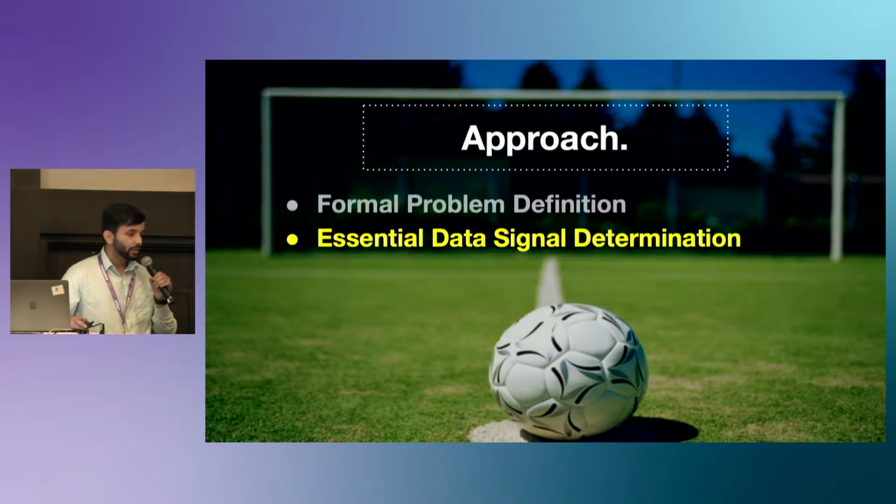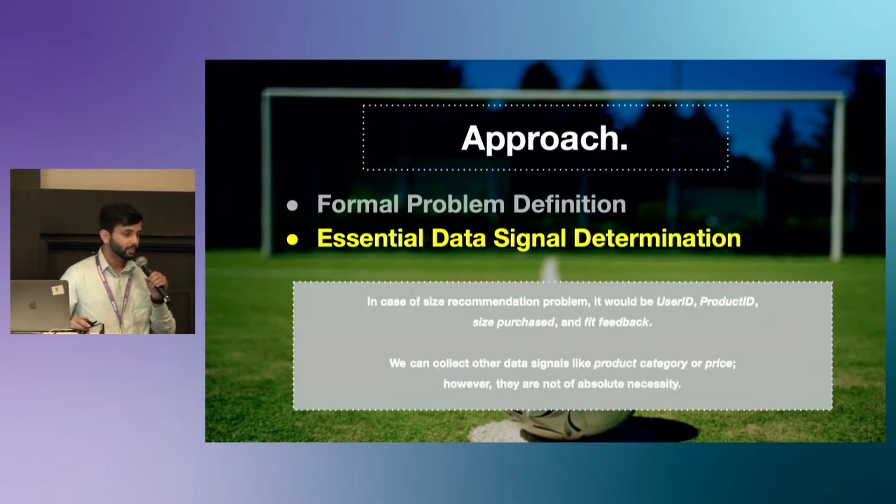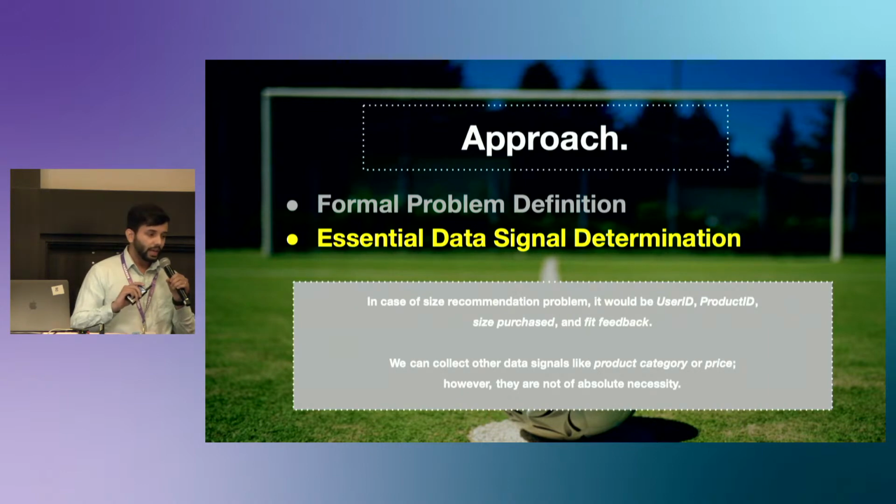Now, once we have the formal definition in place, we have to identify what are the essential data signals we need to look for to address this problem. So again, circling back to the size recommendation problem, from the formal definition, we could identify that we absolutely need user ID to uniquely identify the user, product ID, the size the user has purchased, and what was the fit feedback of the customer on that product. These are absolutely necessary in order to address the problem. We could certainly have other types of data, like category of the product or the price, but these are not absolutely necessary, just good to have.